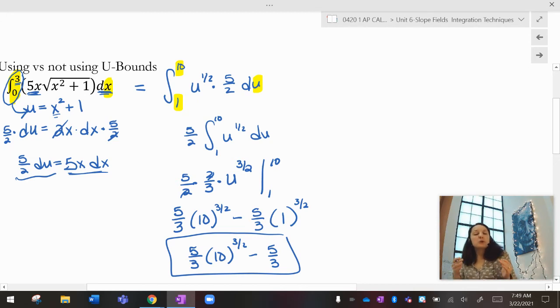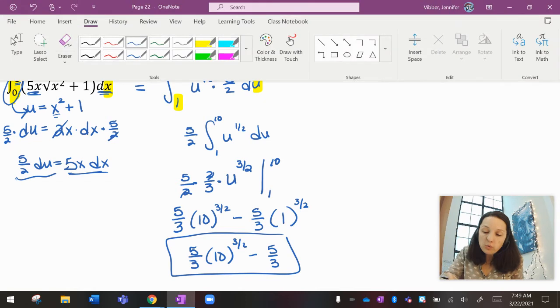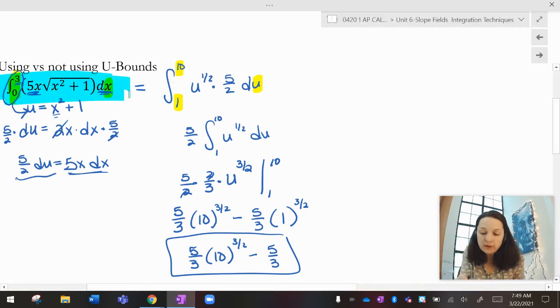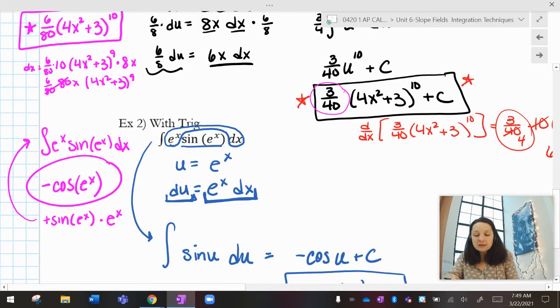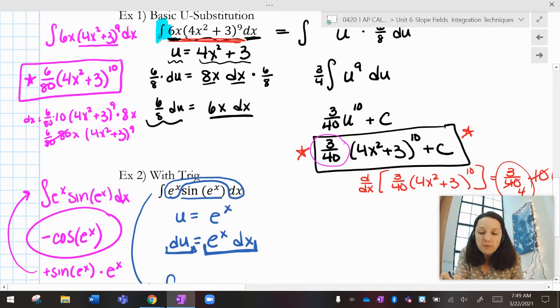Okay? So when you have a definite integral, you're going to want to use U-bounds. And the nice thing about that is, when you have something like this, the goal isn't to find the antiderivative. The goal is to evaluate the integral. Nobody actually cares what the antiderivative is because it's just a tool to get to the answer for the definite integral. On the indefinite integral, the goal of something without limits of integration is to find an antiderivative.